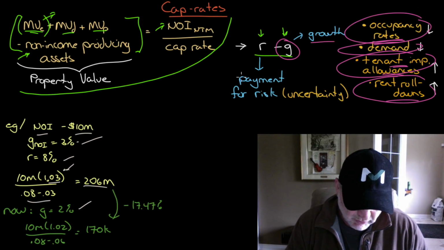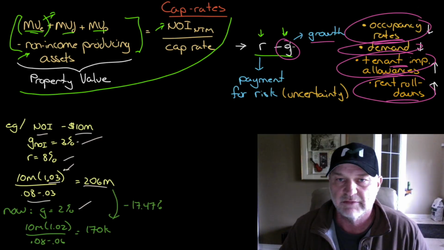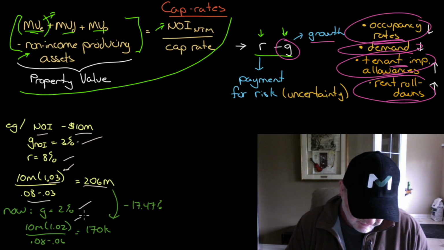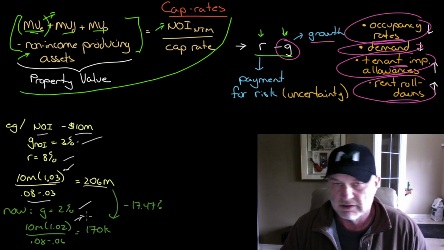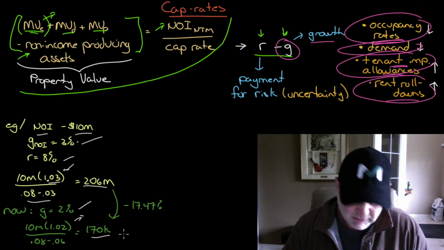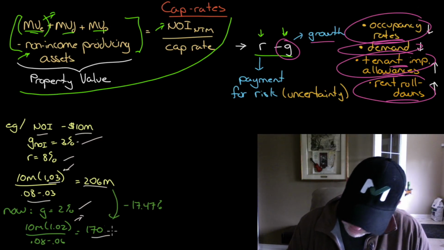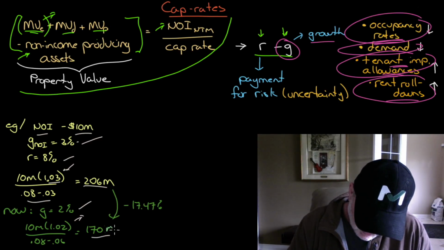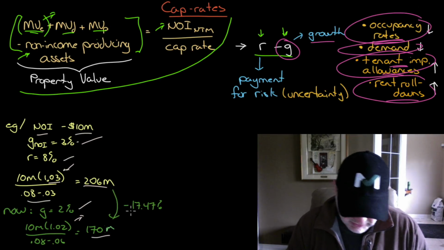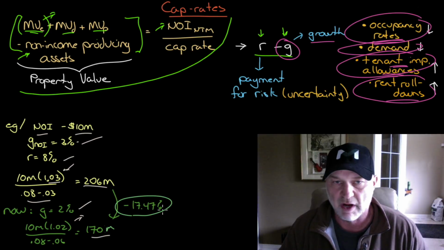Well, if you have lower growth, R minus G is your cap rate, you're clearly going to have a higher cap rate if you have lower growth. You're going to have a lower denominator than you would because it's only going to grow at 2%, not 3%. And your cap rate is higher. You get to 170 million. So what happened here is you had a negative 17.5% drop in property value.